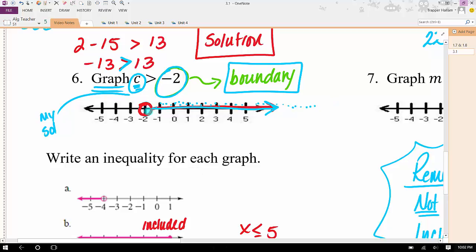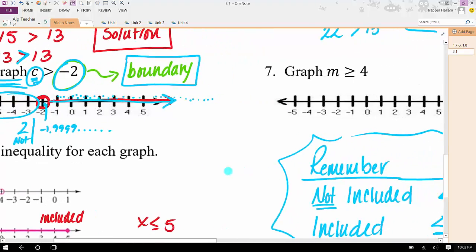But negative 2 is not. So I could get right up close, say negative 1.999, and again, I could do this forever. As close as I want to get, 2 is still not a solution, but everything right up to it is. That's what that's saying there. Everything on this side is also not a solution. Nothing less than negative 2 is a solution either. Is that kind of giving you an idea?